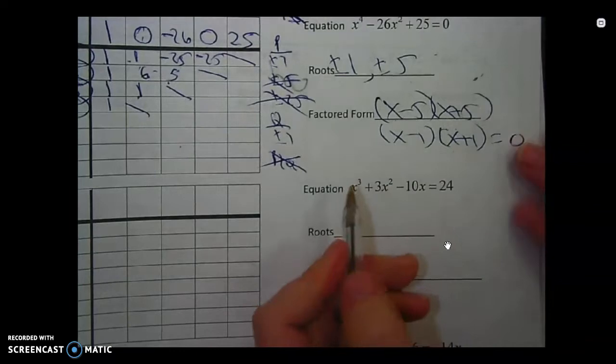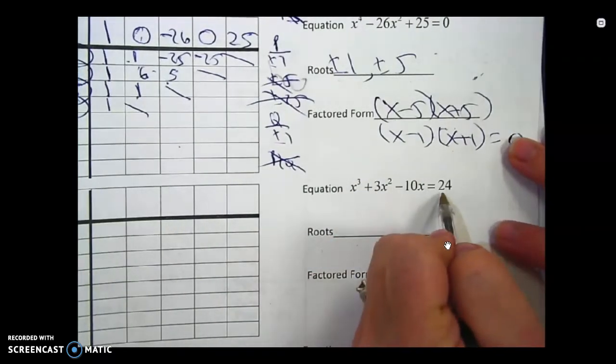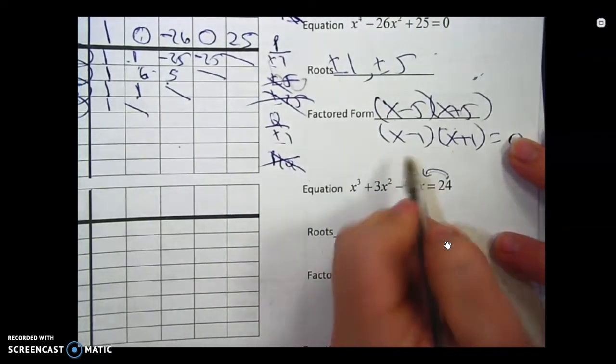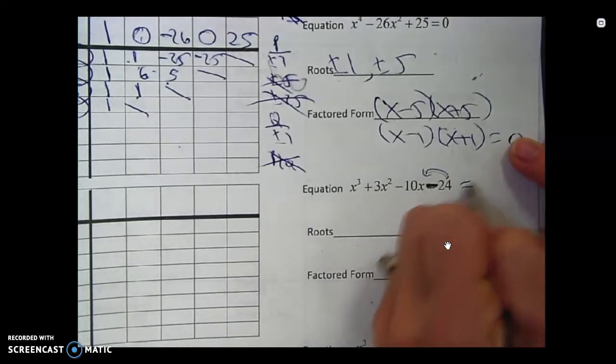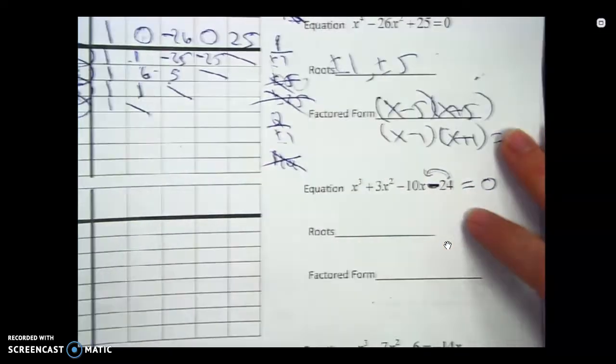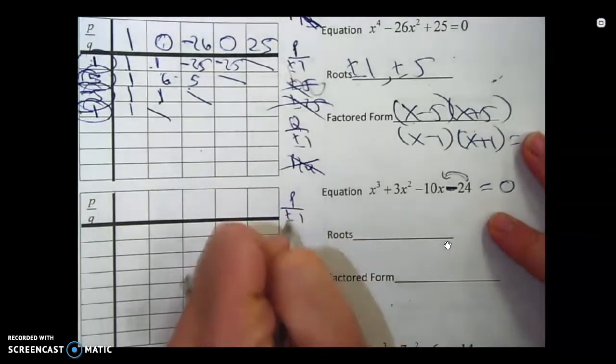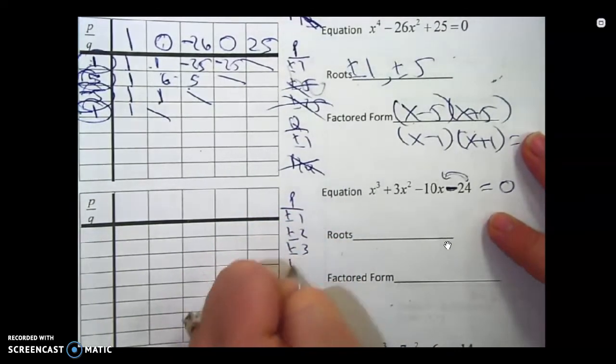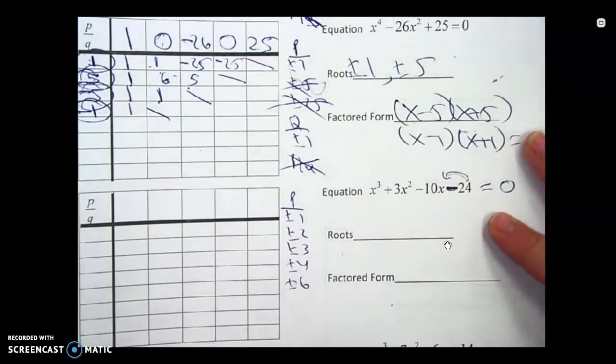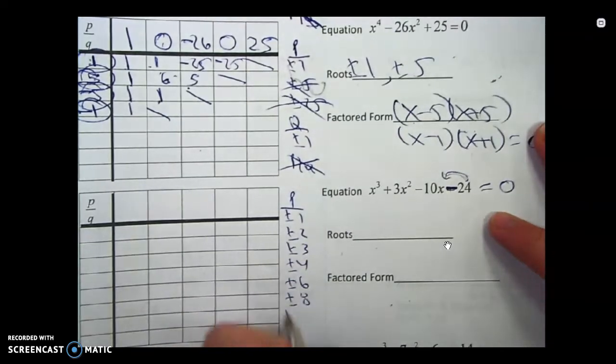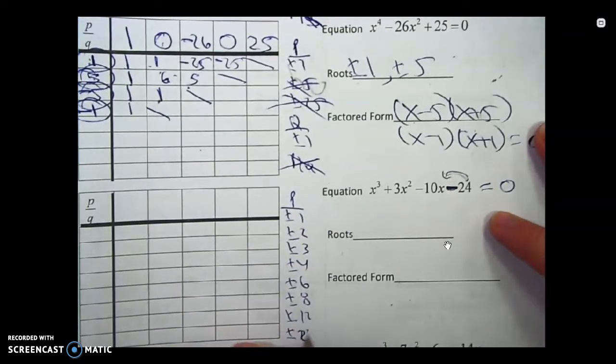Okay, let's go to the next one. The difference is it doesn't say equals 0, so I have to move this over by doing the opposite. That means that's minus 24 equals 0. And I do my p: plus or minus 1, 2, 3, 4, 6, 8, 12, 24.